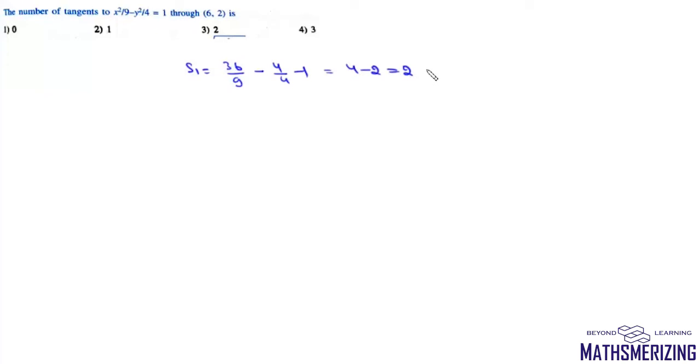So S1 is greater than 0. And when S1 is greater than 0, this point lies inside of this hyperbola. And if the point lies inside, then the number of tangents drawn will be simply 0. And that's your option number 1.